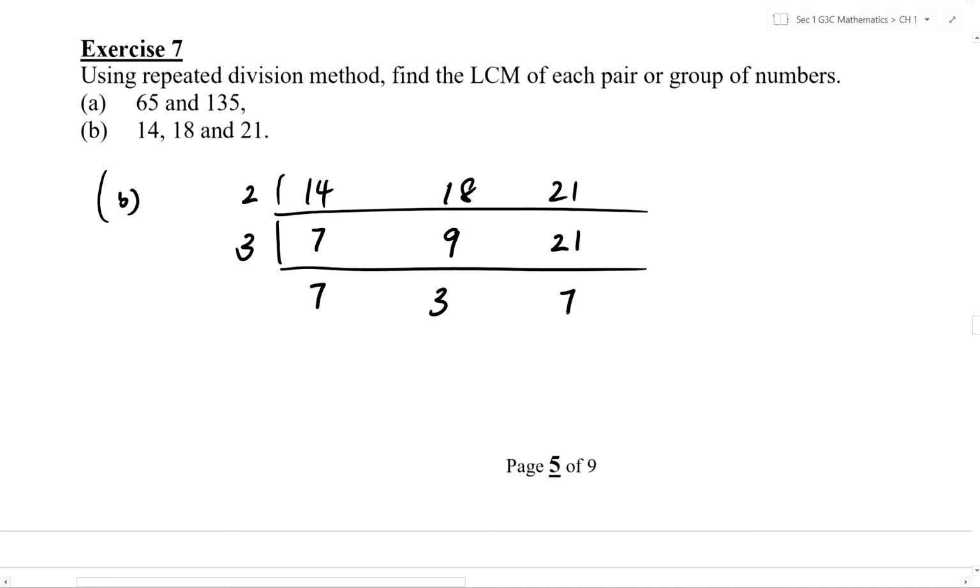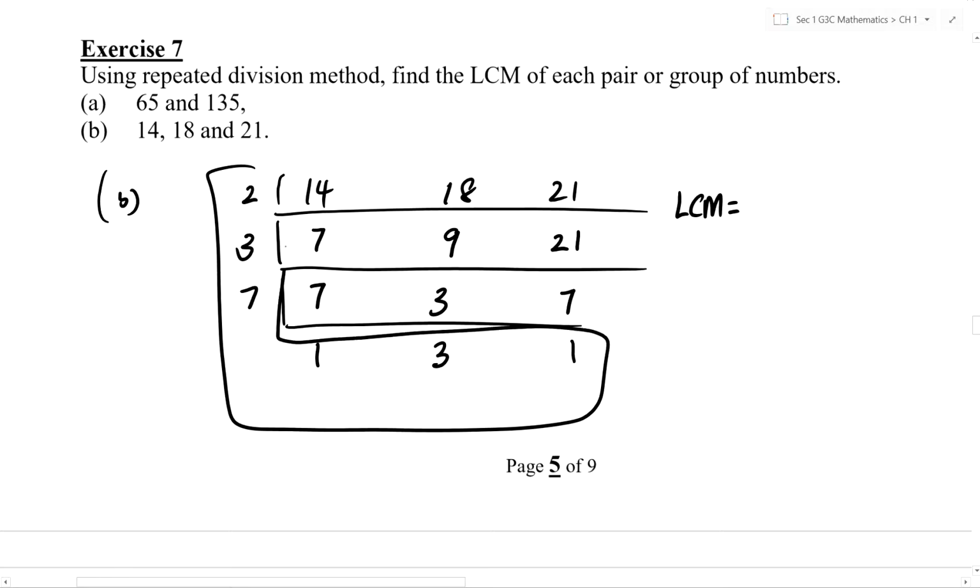Are there any more common factors? 7, yeah. So we put a 7 over here. We're left with 1, 3, and 1. Are there any more common prime factors? Don't have already. Prime, so you cannot tell me 1 is a common factor because I said prime. The smallest prime number is 2. So we stop here and we say that the LCM is now equal to all of these multiplied together.